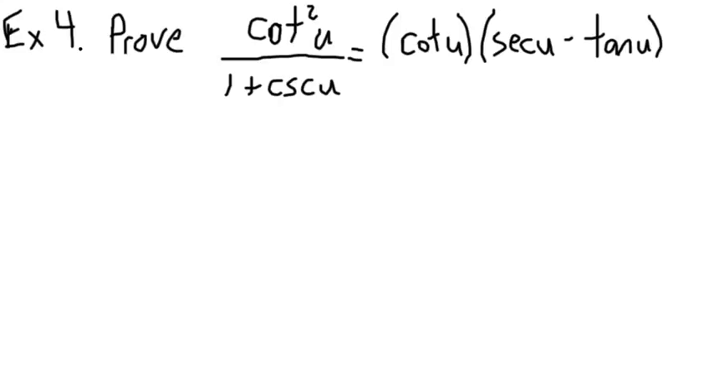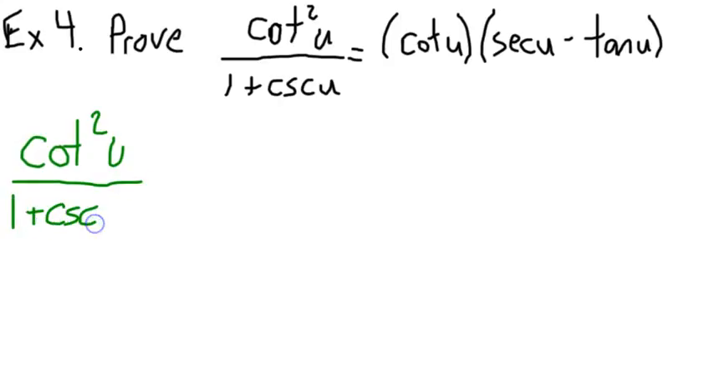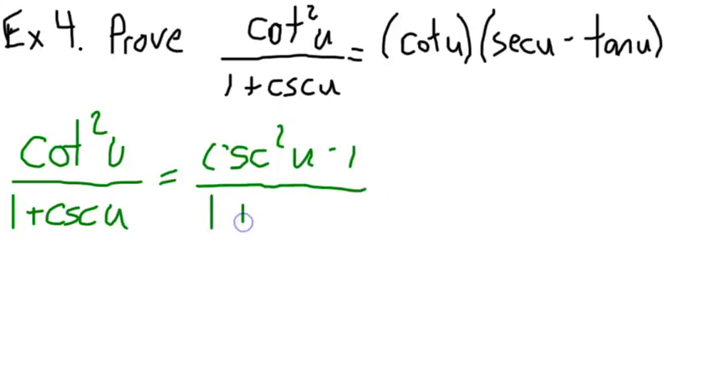So we have cotangent squared u divided by 1 plus cosecant u. We can use one of our other Pythagorean identities to rewrite the numerator. Cotangent squared u is equal to cosecant squared u minus 1, over 1 plus cosecant u.